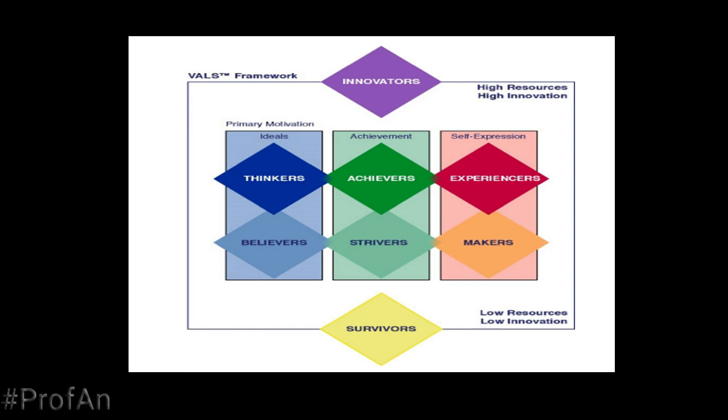Now, according to the V.A.L.S framework, groups of people are arranged in a rectangle and are based on two dimensions. The vertical dimension talks about the people based on the degree to which they are innovative and have resources such as the income level, the education, the self-confidence, intelligence, leadership skills and energy. Now, the horizontal dimensions represent the primary motivation and includes the three distinct types.